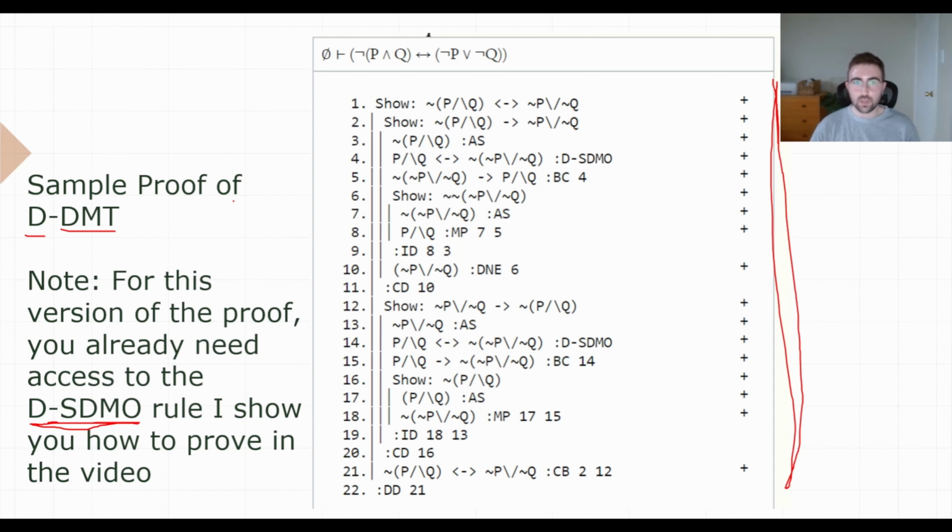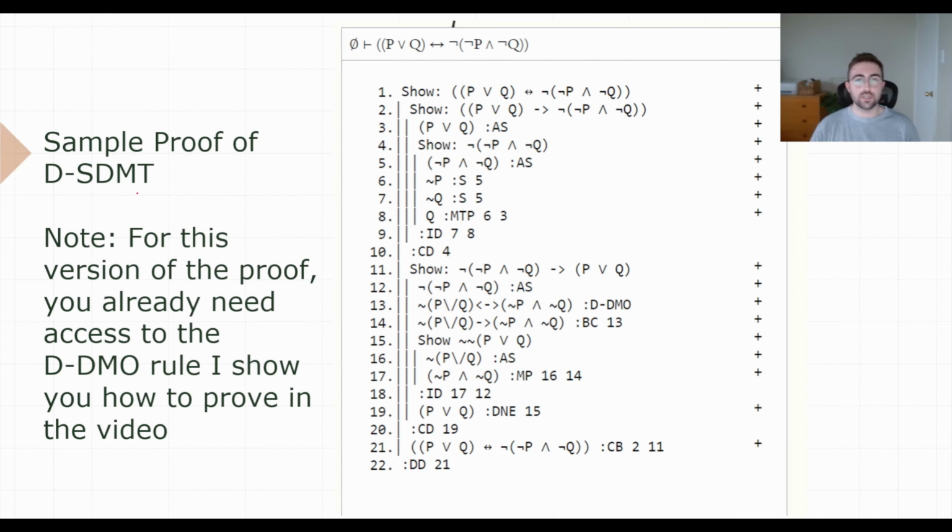So hopefully you will have already done that proof and saved it yourself so that you could use it for this. And similarly, here's another sample proof for substitution De Morgan 2. Again, in this one, if you're going to do the proof like I did it, you're going to need access to De Morgan's 1, which I also already showed in this video. So yeah, pause the video as you want. Take a look at this. And do it step by step and understand each step as you enter it in your own system. It will help you in the long run.